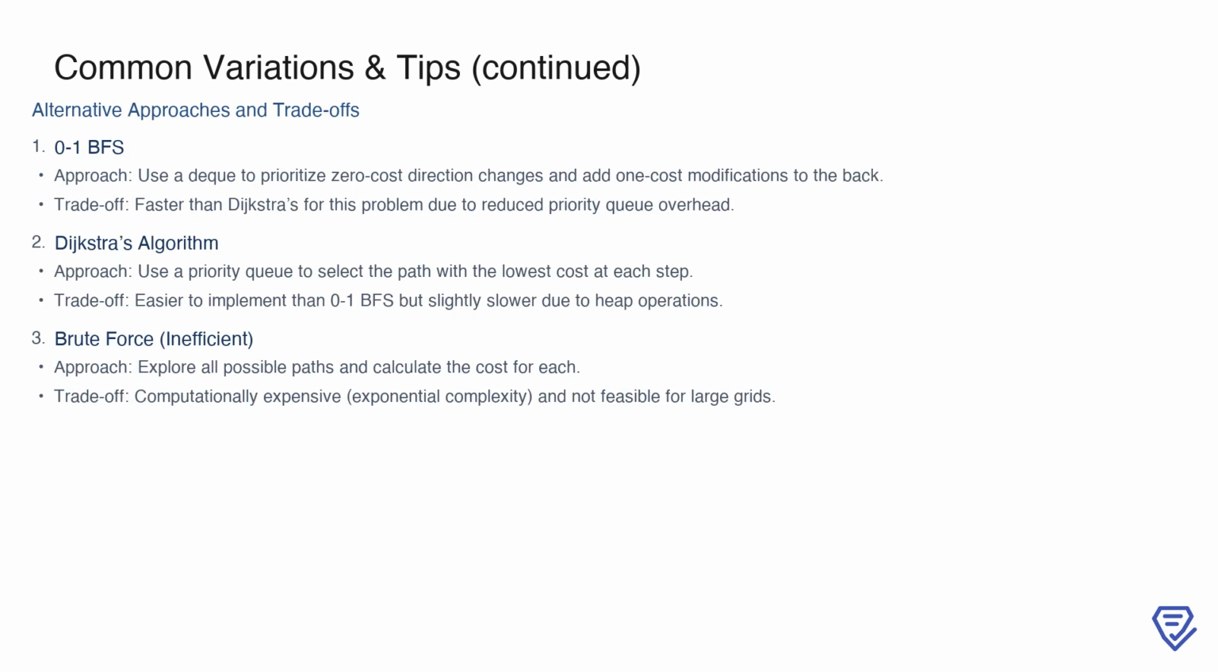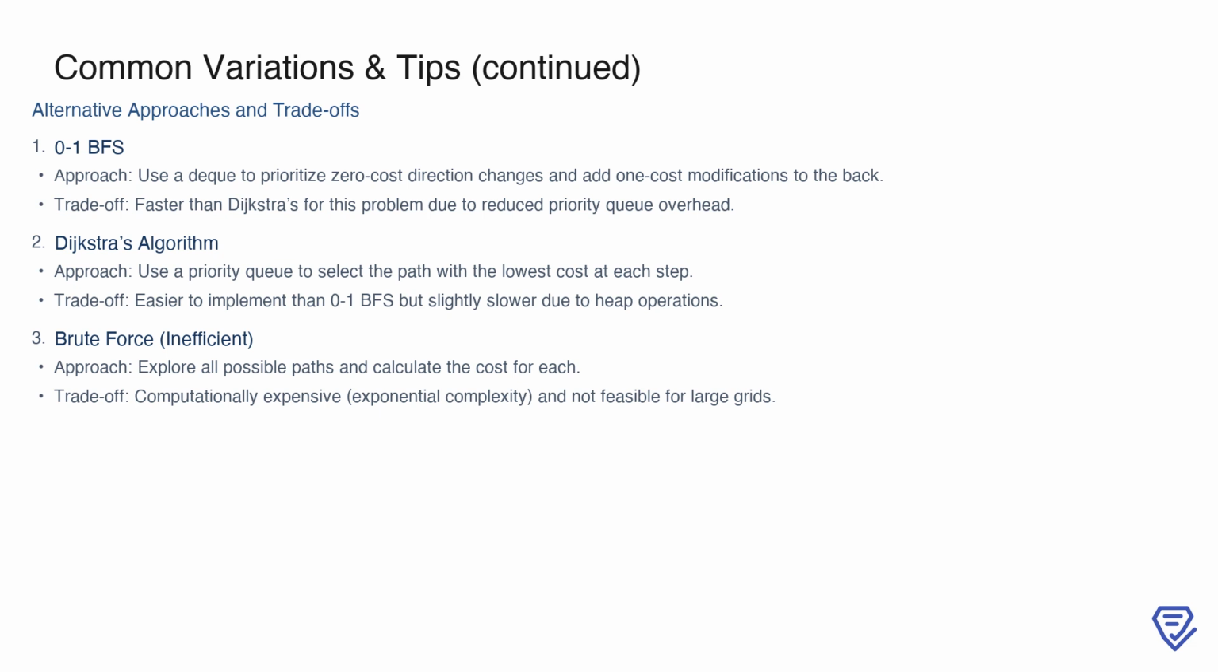There are also alternative approaches to solving this problem, each with its own trade-offs. One efficient method is 0-1 BFS, where you use a deque to prioritize zero-cost direction changes while adding one-cost modifications to the back of the deque. This approach is faster than Dijkstra's for this problem because it avoids the overhead of managing a priority queue.